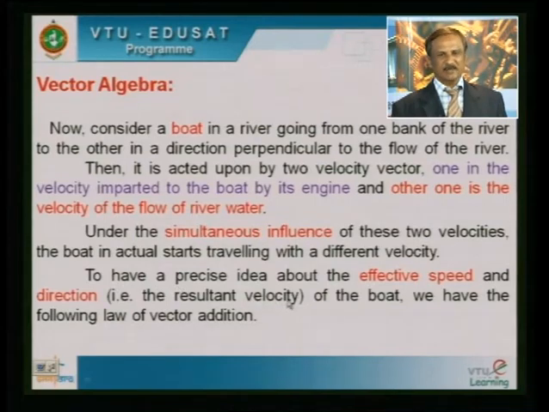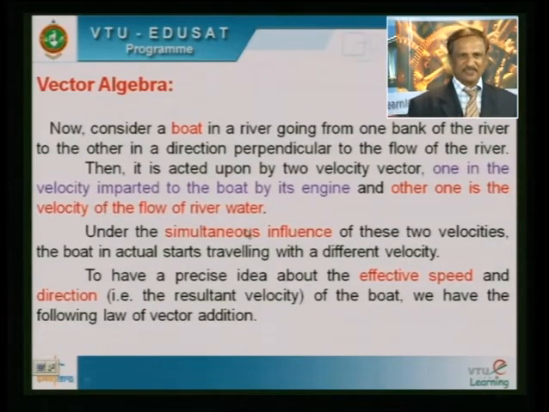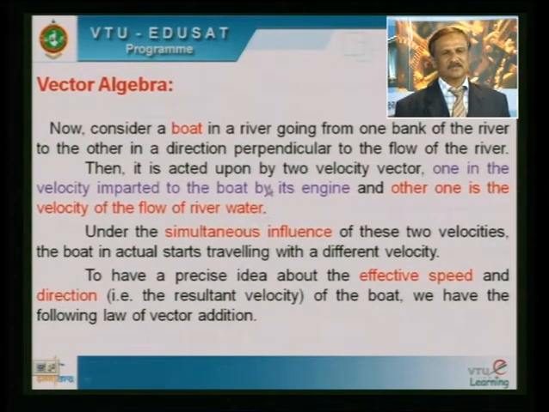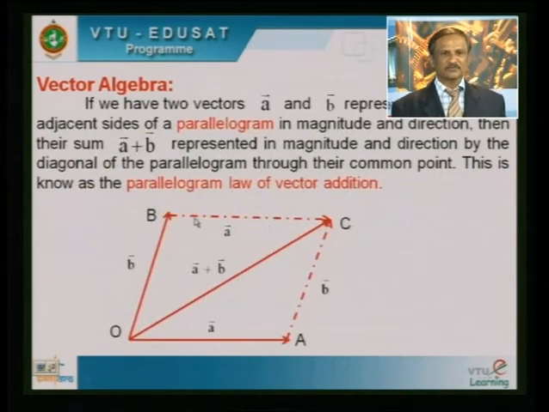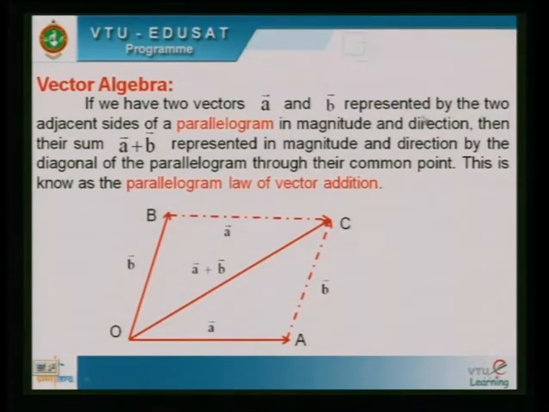To have a precise idea about the effective speed and direction of the boat, we have the following law of vector addition. Is it possible to write this situation mathematically or graphically? Yes, it is possible. Graphically, if you have two vectors A and B represented by two adjacent sides, note that this vector OA is called A and this vector OB is called B.